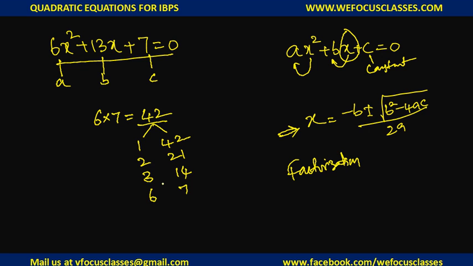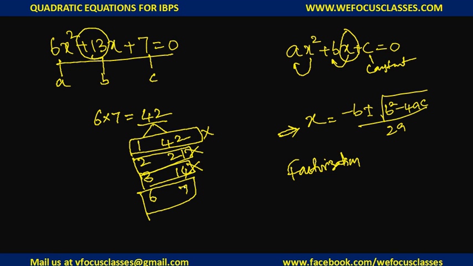6 and 7. Out of these factors, we need to choose a pair of two factors such that if you add them, we should get this number, friends. What is this number? Plus 13. So which pair of factors will give the answer as 13? 1 comma 42, if you add, you won't get it. 2, 21, you add, you don't get it. 3, 14, you add, you don't get it. What is the pair you are getting? 6 and 7. If you add 6 and 7, you will be getting 13, friends. So our factors are 6 and 7.